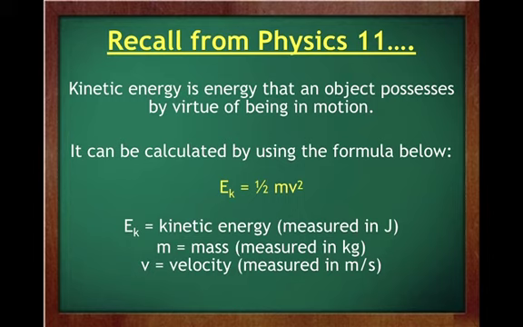So just remember that your kinetic energy is energy that an object possesses by virtue of being in motion, right? So as soon as something's moving, it has to have some sort of kinetic energy, and that kinetic energy is calculated using the following: EK is equal to 1/2 mv squared, right? So we just did that quick review, and just remember your units there. Again, your mass needs to be in kilograms, your velocity needs to be in meters per second, and then you'll solve and your kinetic energy will be in joules.